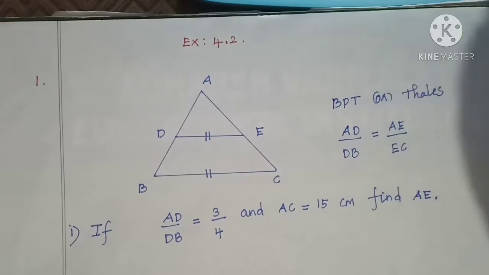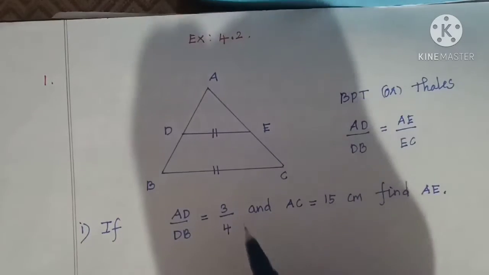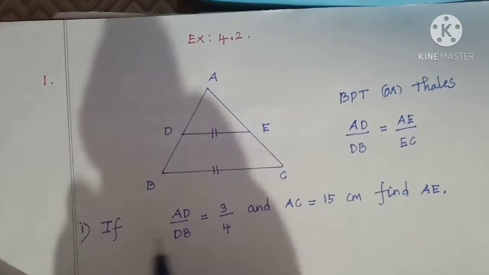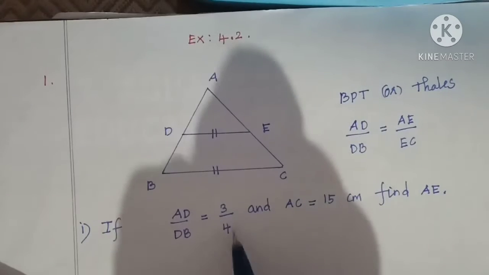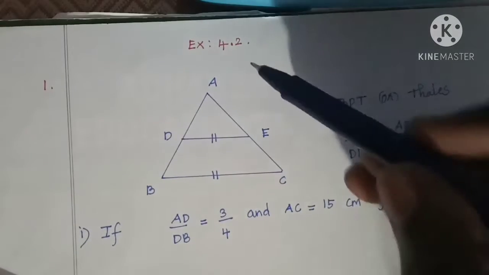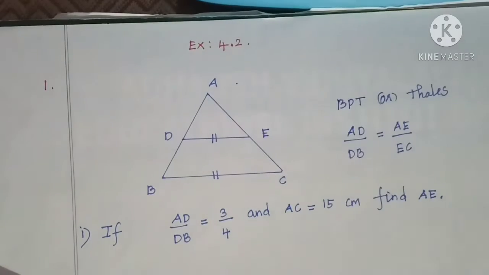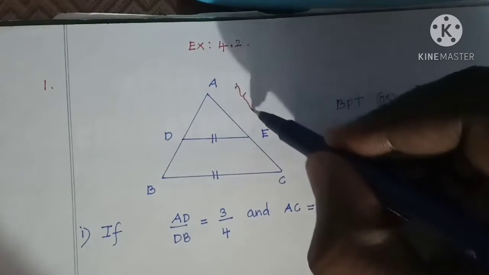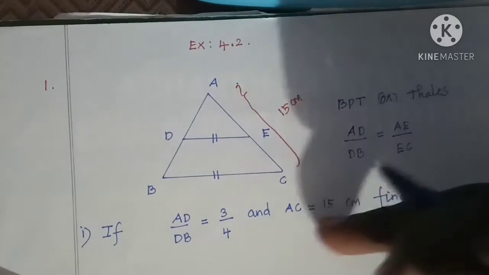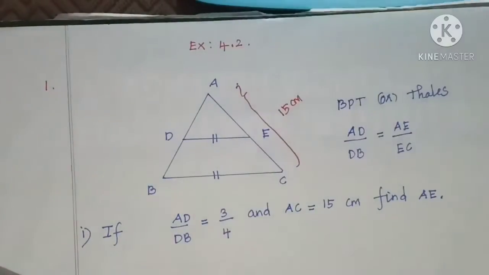So using this theorem, now we are going to find some lengths of the sides. The first case, exercise number 4.2: AD by DB equal to 3 by 4 and AC equal to 15 centimeter. We are going to find the length AE. Actually AC, the whole length, is given as 15 centimeter, and this ratio AD by DB equal to 3 by 4 is given.